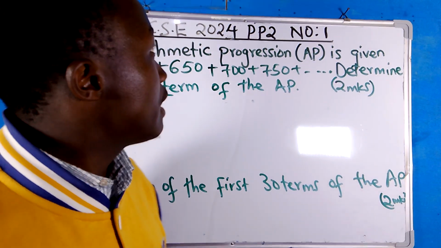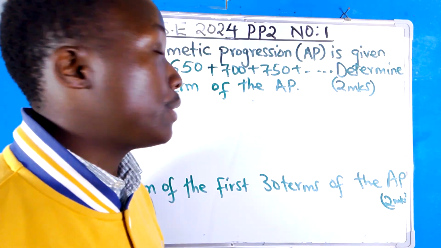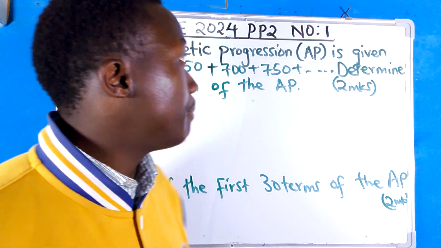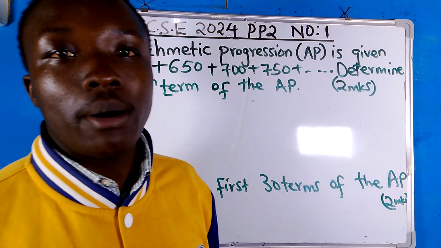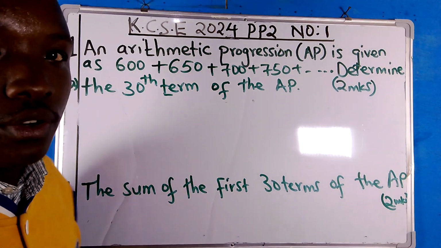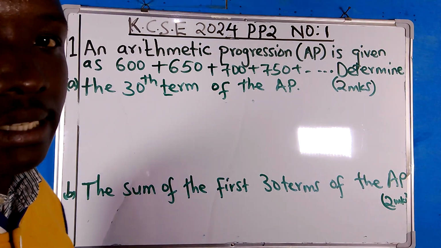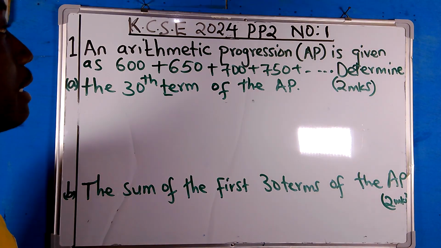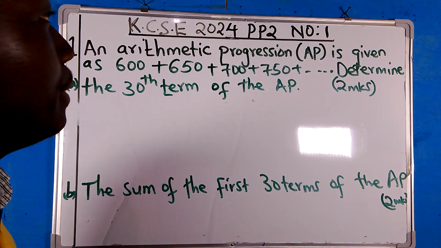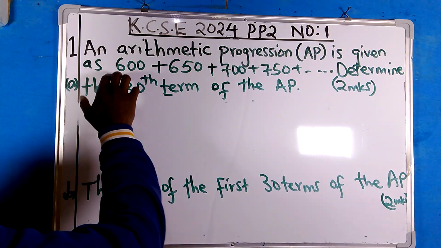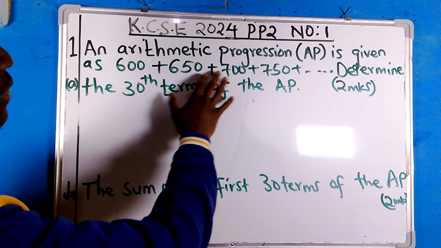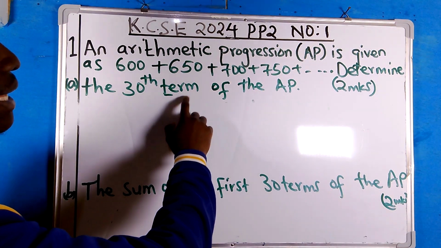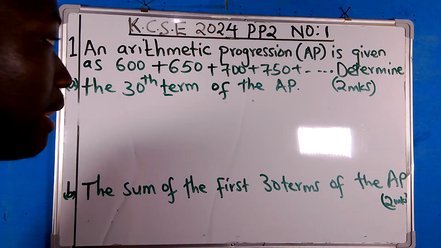So I've decided to take you through KCSE 2024, the exam that was done last year, paper 2, starting from number 1. This was the first question assessed in the KCSE 2024 paper 2 examination. The question reads: an arithmetic progression AP is given as 600, 650, 700, 750, and we have been told to determine the 30th term, or term number 30.